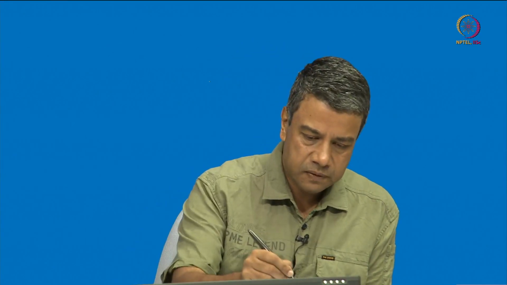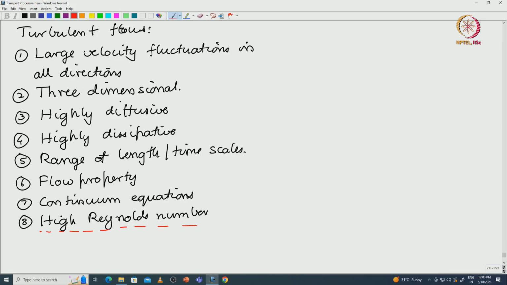In the last lecture, we were discussing the features of a turbulent flow. The turbulent flow occurs when the Reynolds number is high. Typically, the transition to turbulence takes place when the Reynolds number is high. And the turbulent flow is characterized by large velocity fluctuations in all three directions.